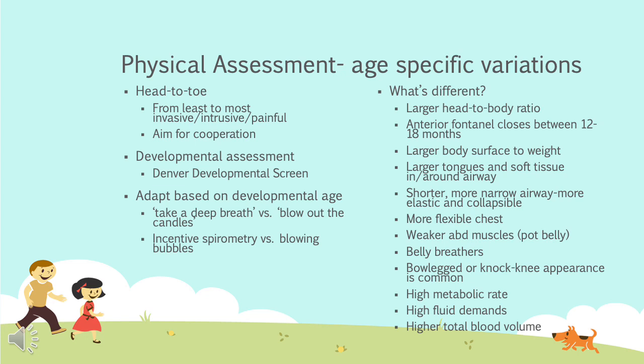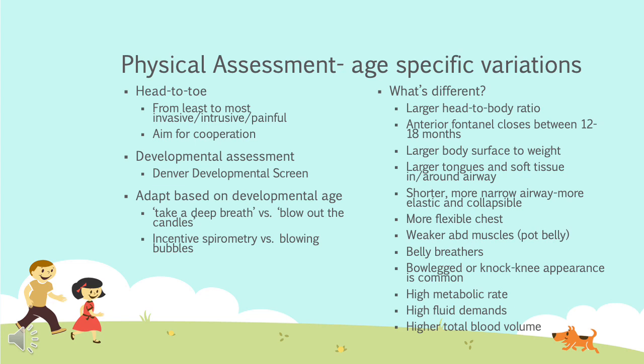So the actual physical assessment itself, the difference for early childhood than adult is that they have a larger head to body ratio. So their heads are very large compared to their body. And we're going to start off lecture, I'll show you a picture displaying that. Their posterior fontanelles should be completely closed, and the anterior usually closes between 12 to 18 months. So by 24 months, it should be completely closed.